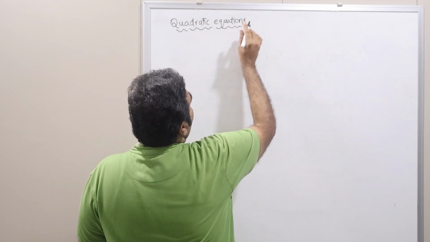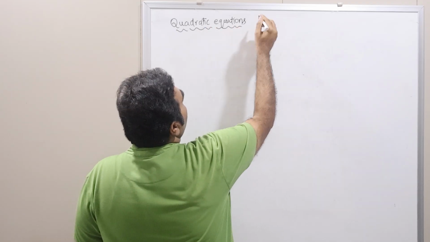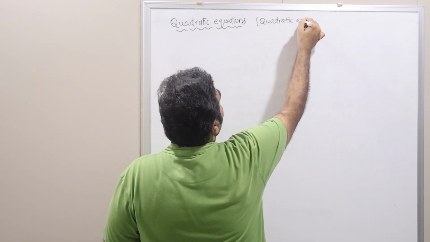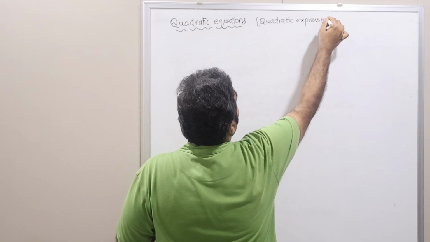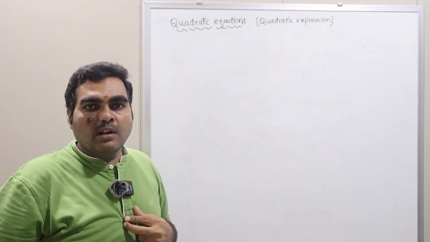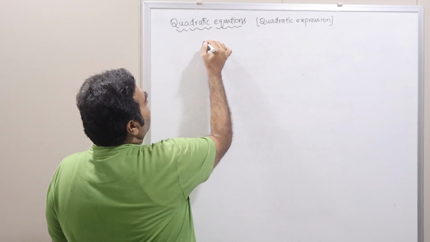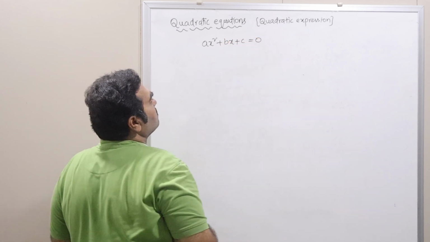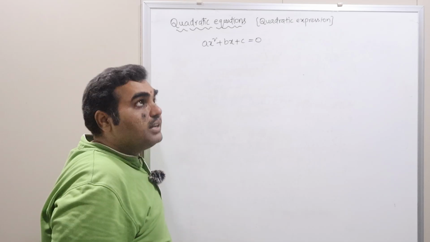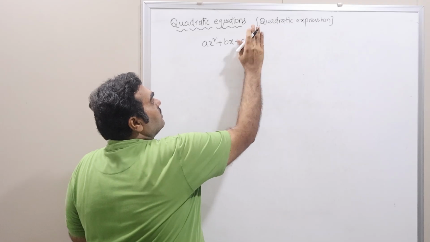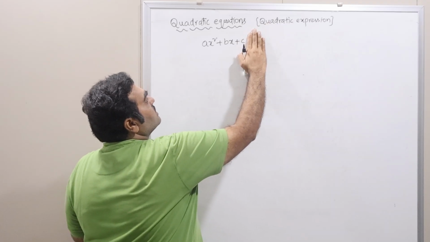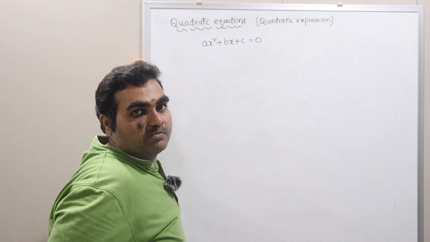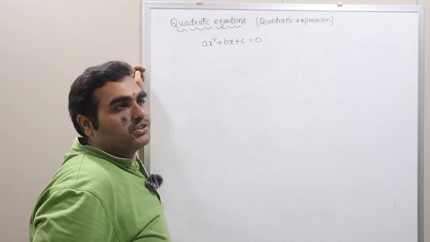When I say quadratic equations, sometimes I will be using quadratic equation, or sometimes quadratic expression. The difference is very simple. Quadratic equation means, if I consider the general form, ax square plus bx plus c is equal to 0. This is a quadratic equation. When I consider this without equality, up to this only, this is a quadratic expression. If I don't consider equality, it is a quadratic expression. If I consider equality, it is a quadratic equation, right?